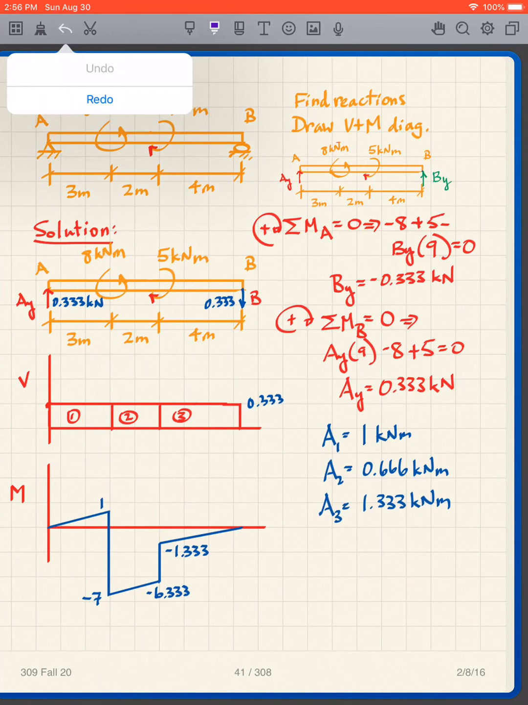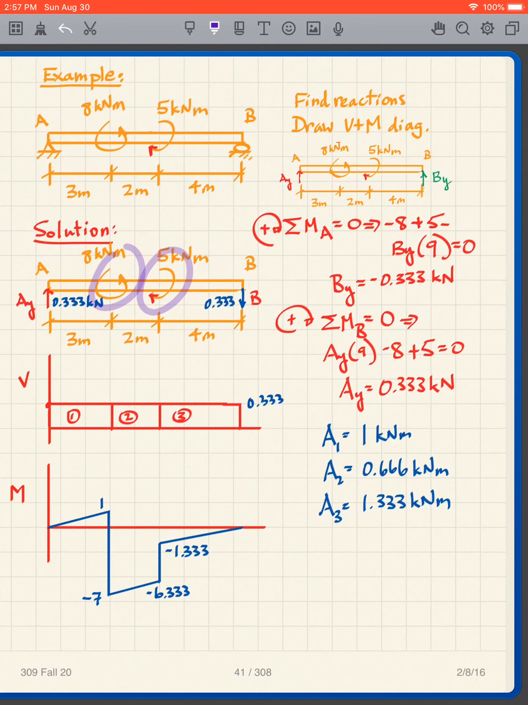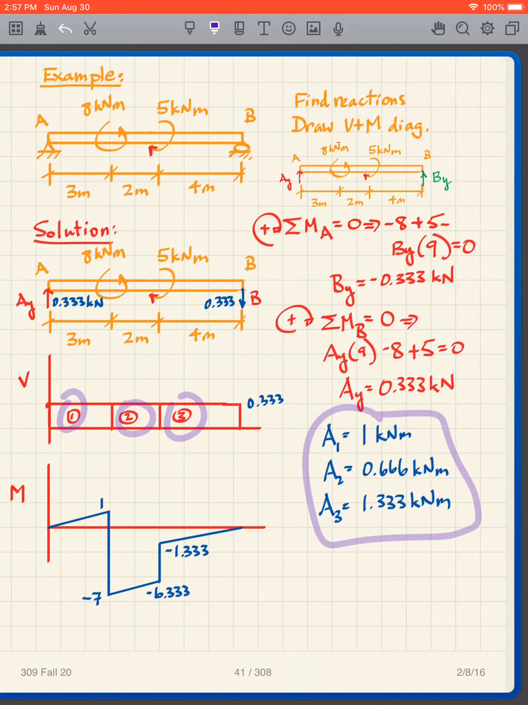Our other rule, though, said that everywhere we have a concentrated moment, we need to break up our areas to help us solve this problem. So I'm going to break up the area. I've got area 1, I've got area 2, I've got area 3, all rectangles. You can all figure out those areas there.